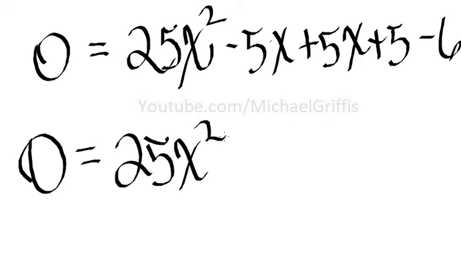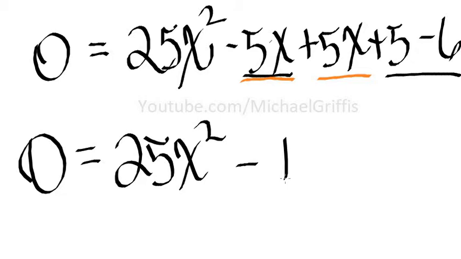Now we collect up all our like terms. Use a different color here. Minus 5x plus 5x will cancel out to 0. And then we have 5 minus 6, which is negative 1.